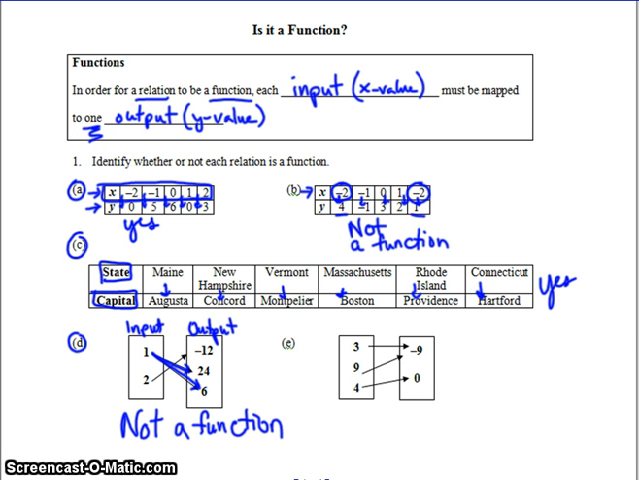E is a function. Even though we have 3 going to -9 and 9 going to -9, and 4 going to 0, even though 9 and 3 both have the same output at -9, it's still a function because each of them only has one output. It doesn't matter if it's the same.